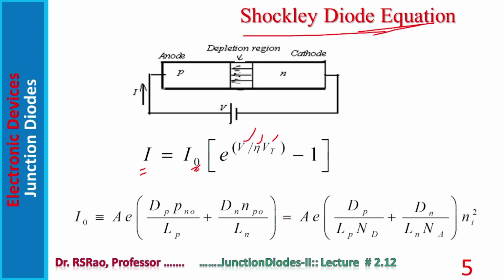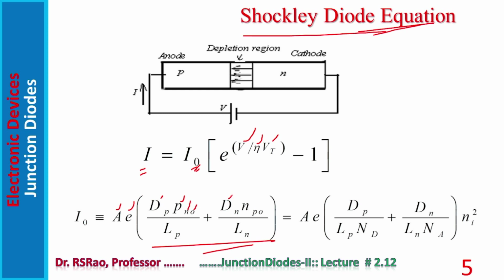I0, which is also a constant, is called the reverse saturation current. This I0 is given by this formula. A means cross-sectional area of the diode. E means charge of an electron or hole. Dp means diffusion constant pertaining to holes. Lp means diffusion length pertaining to holes. Pn0 means hole concentration on the N side under equilibrium condition.